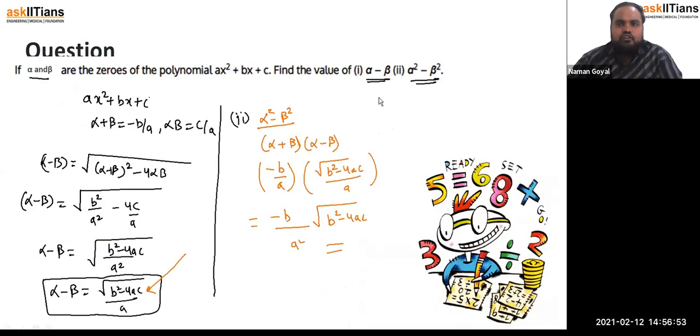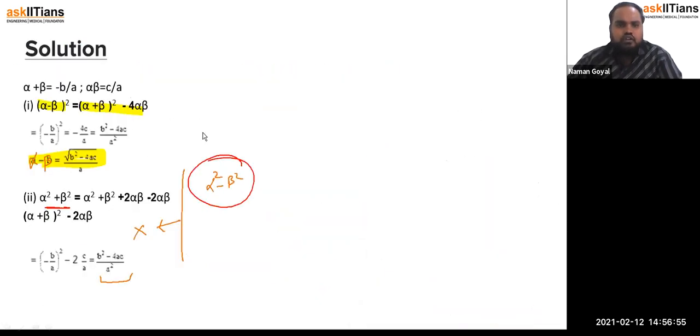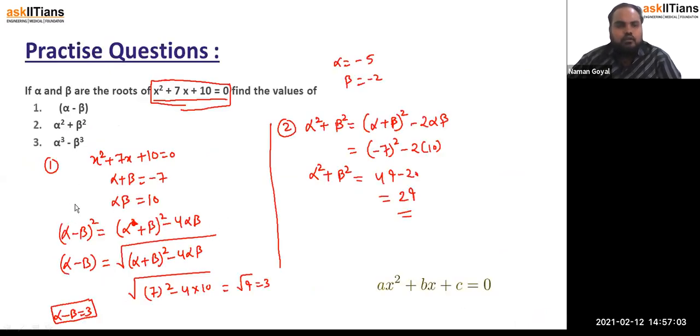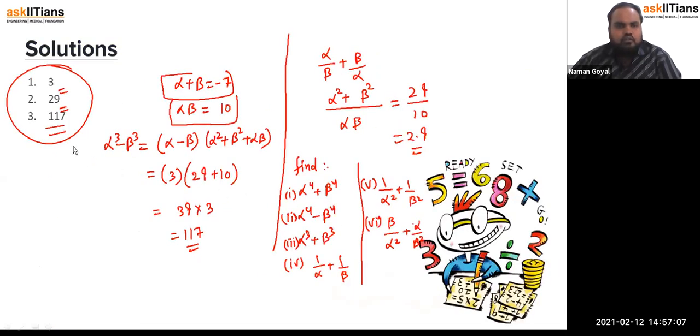So that question we did. In that question, there was a mistake. This is not for alpha square minus beta square. This is for alpha square plus beta square. After this we did a practice question. This is the solution. I gave you some homework assignments, you have to do this. For the same question you have to perform these questions.